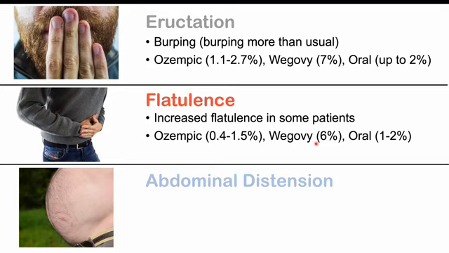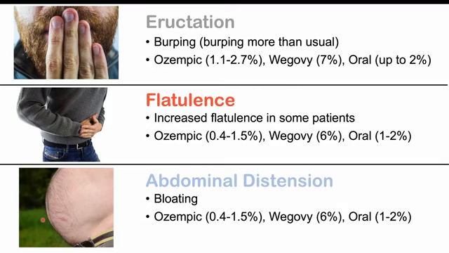And then along with these, we can see abdominal distension. So abdominal distension is a bloating of the stomach. So it's going to be a lot of gas buildup in the stomach. And again, we can see rates are generally low, with Wegovy being the highest.